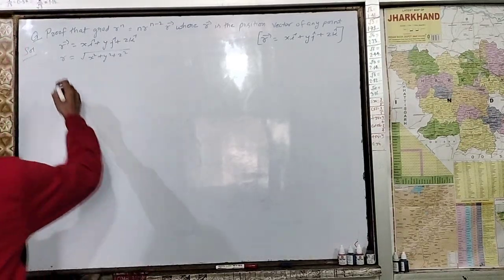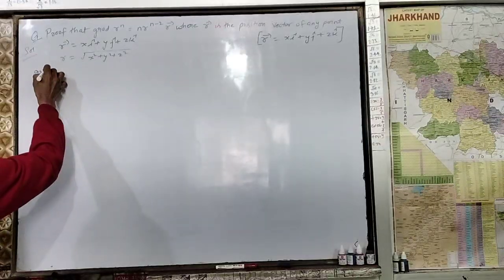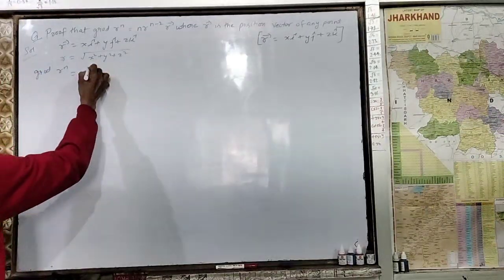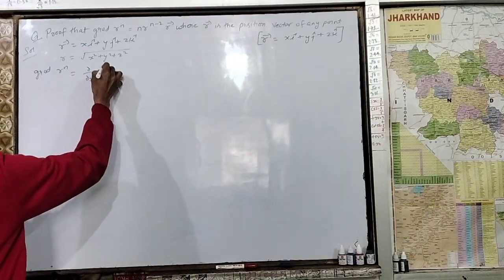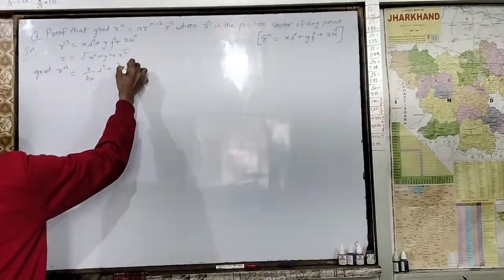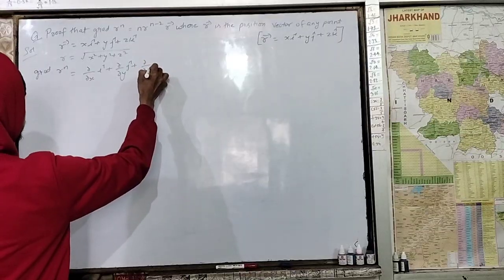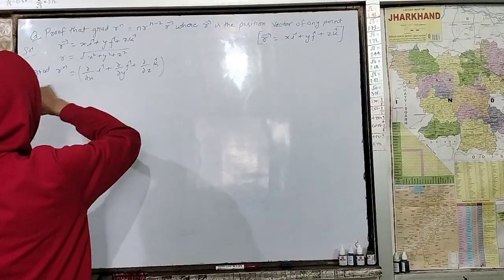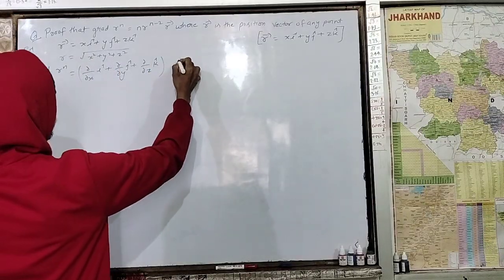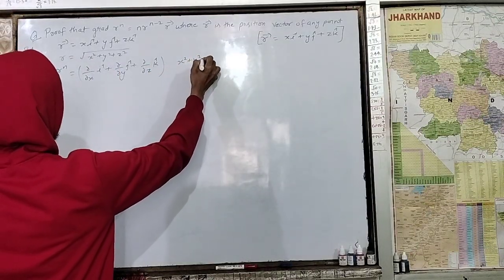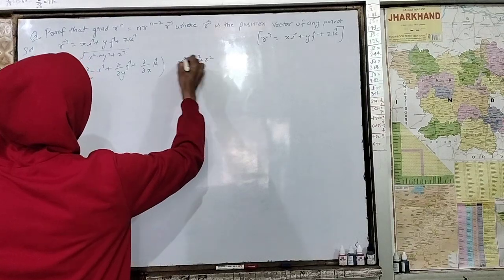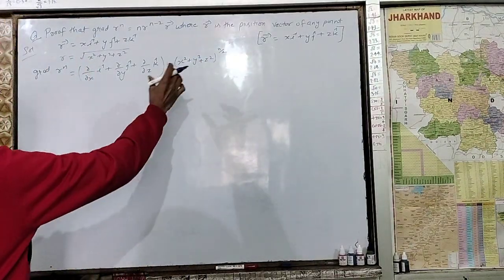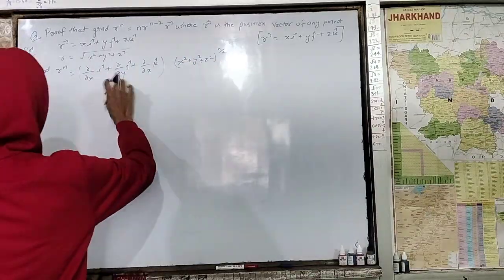Look at over here. We have to find grad Rn, which will be equal to d upon dx i cap plus d upon dy j cap plus d upon dz k cap. We have to multiply this by this value, which is x square plus y square plus z square raised to power n by 2. Just substitute this value in each term of this bracket.